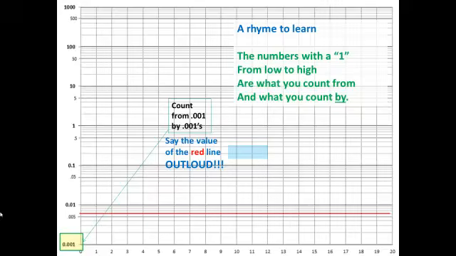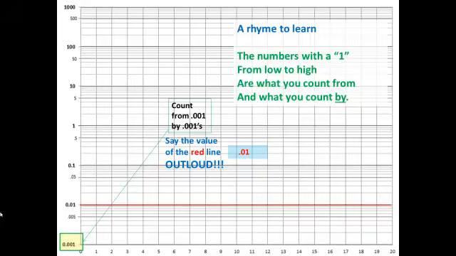What about the next line? 0.006. And the next line? 0.007. And the next line? 0.008. And the next line? 0.009. And then 0.009 plus 0.001 gives you 0.01, also labeled for you.